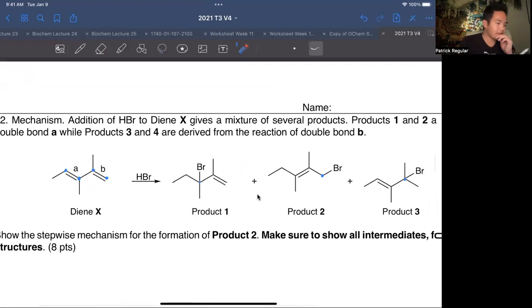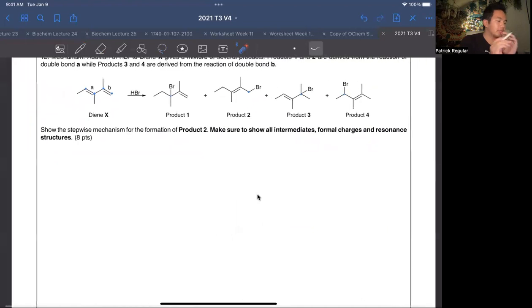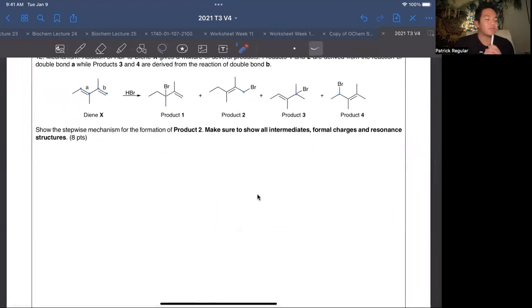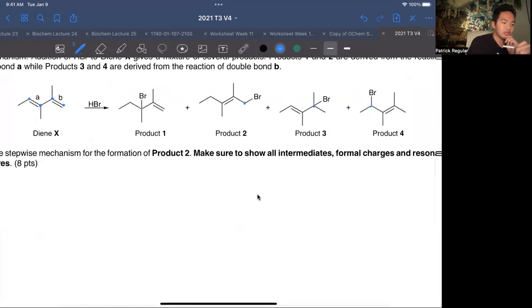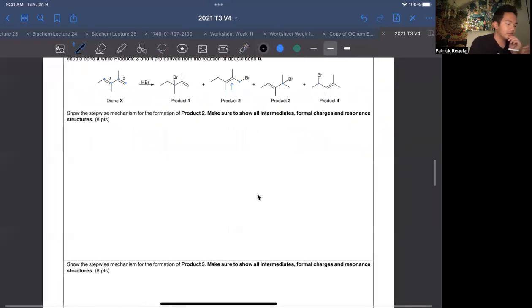Okay. So show the stepwise mechanism for the formation of product two. Show all intermediates, formal charges, and resonance structures. All right, keeping that in mind, product two. That's the one we're trying to make. So for our initial alkene, something like this here. Let me redraw it.